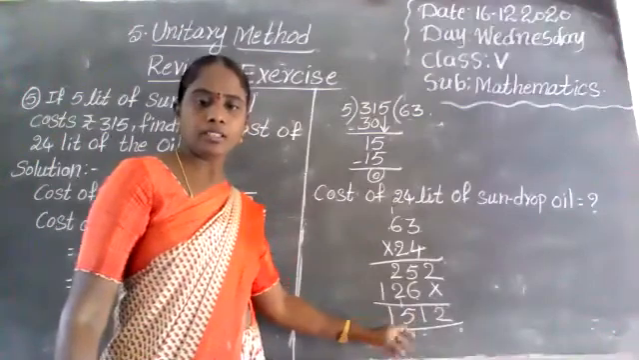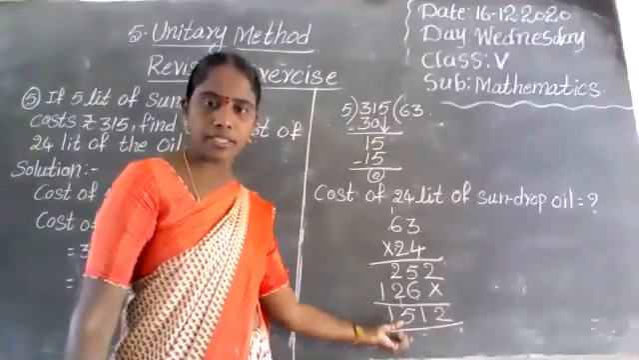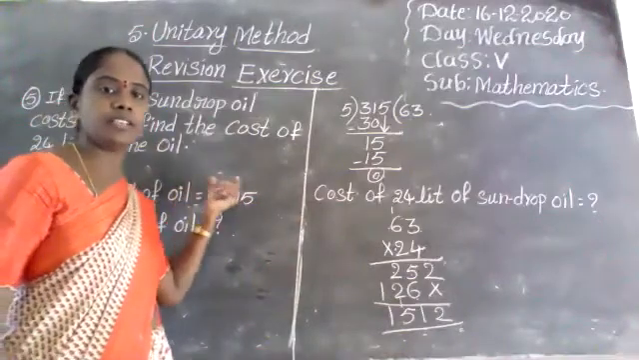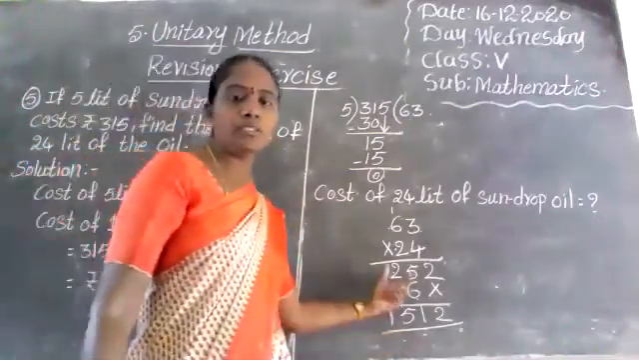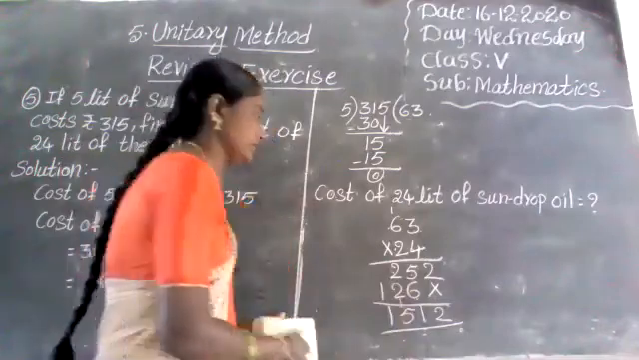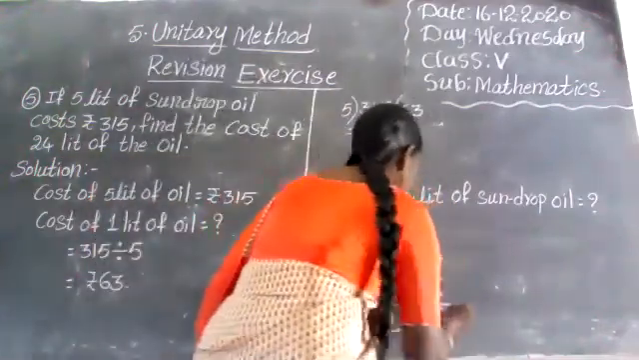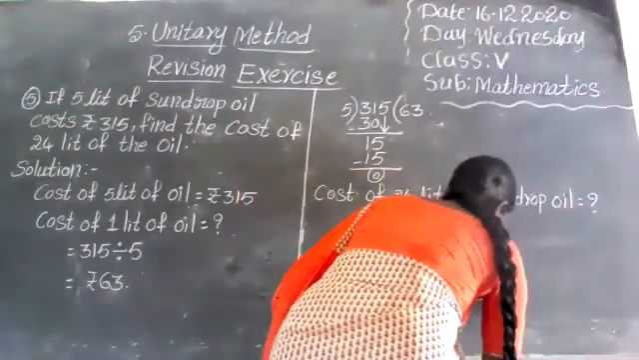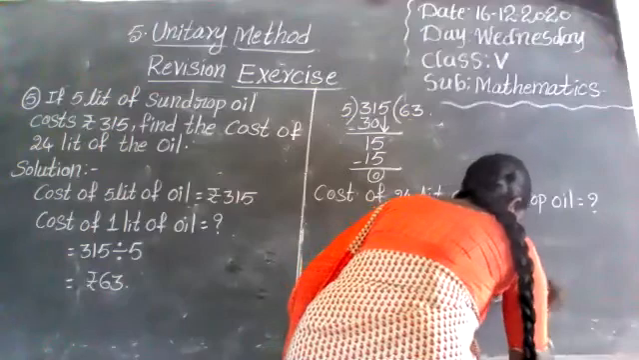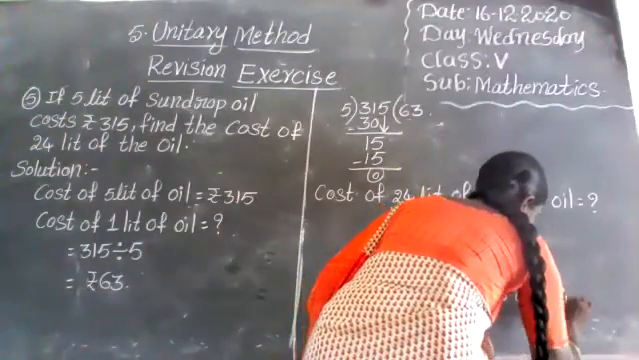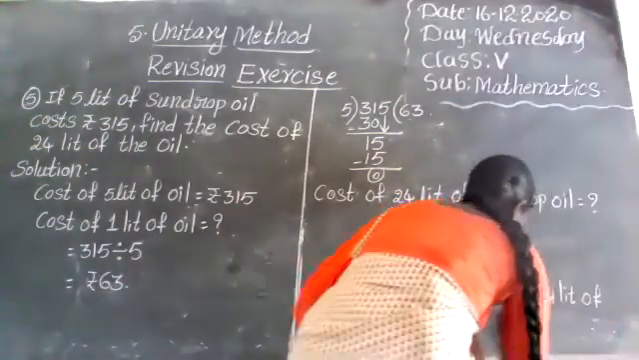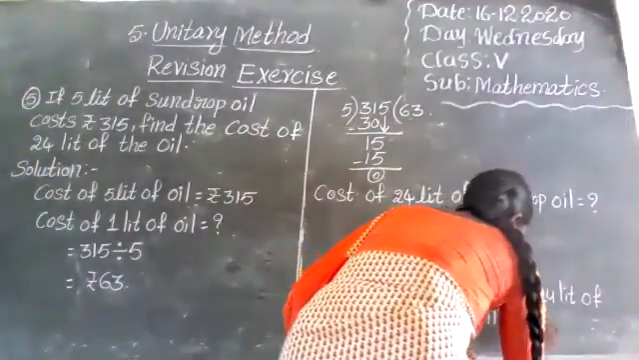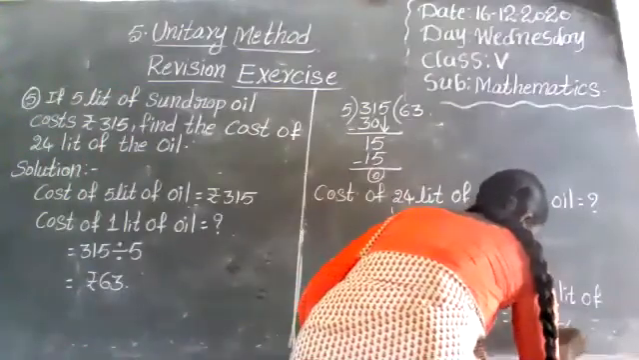1512, Bhavani. No need to put a point here. In the question, a point is not there. The rupee sign is not given. Only rupees is given, so we have to write only rupees. Cost of 24 liters of oil equals rupees 1512.